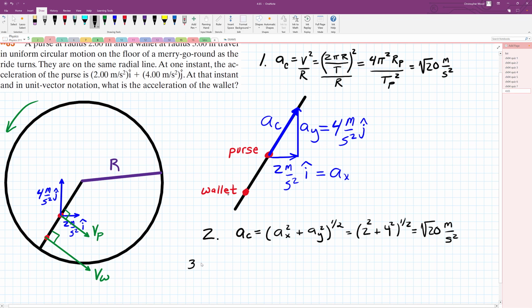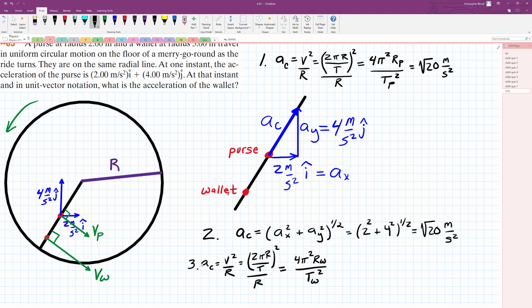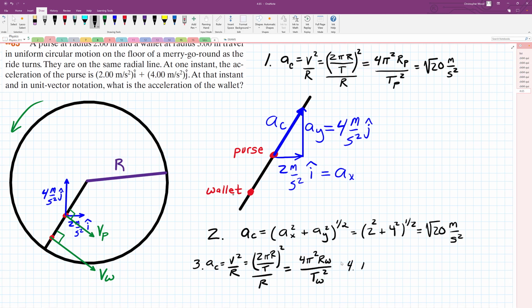Okay, for the centripetal acceleration of my wallet, I have a sub c equals v squared over r once again. And once again, velocity is distance over time. Distance is just the circumference, and time is the period. That's my numerator, squared, divided by r again. And when I simplify and add subscripts to make sure I remember I'm working on the wallet now, I get this. If I look at these two values, T_W, the period of the wallet, and the period of the purse, T_P, I can see that they're equal. I'm just going to call it T.